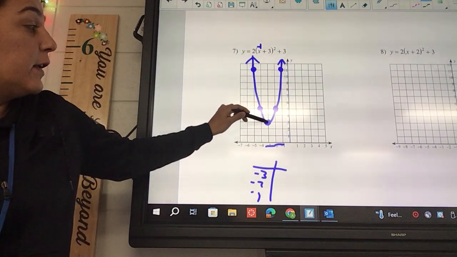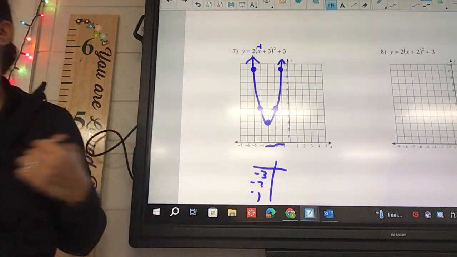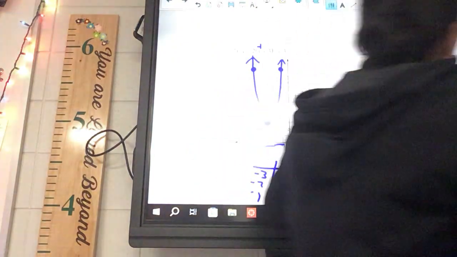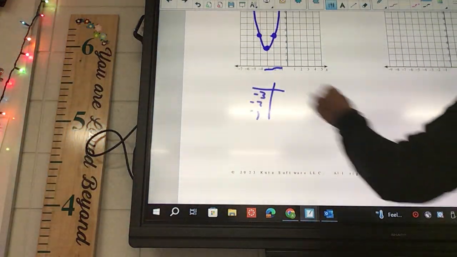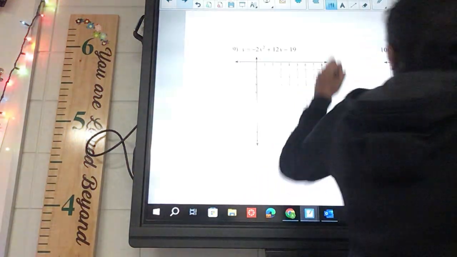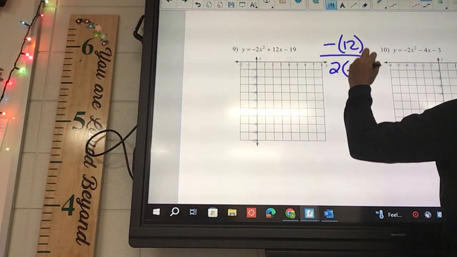Yep. So we've got -3, so we go -2, which is this dot, -1, which is going to be that one. So you can count up if you wanted to. Yeah, pretty much. Okay, number 9 is a standard or vertex? It is standard, so that's the -b, which is going to be 12 over 2, and my a is -2.